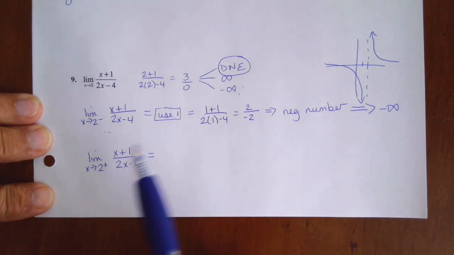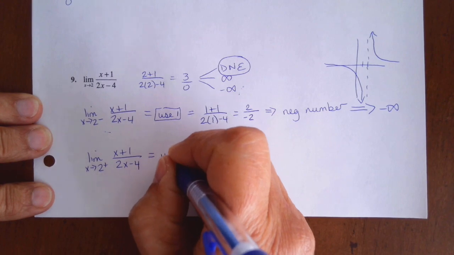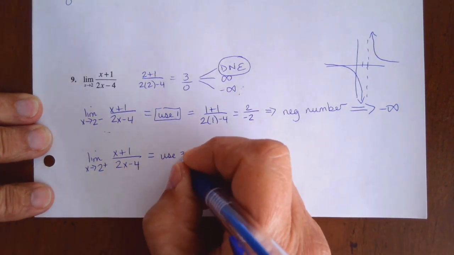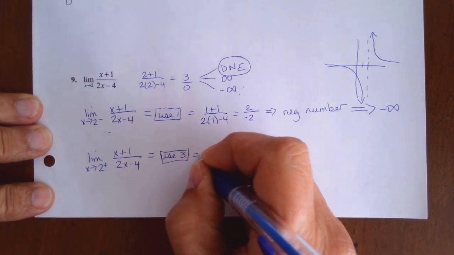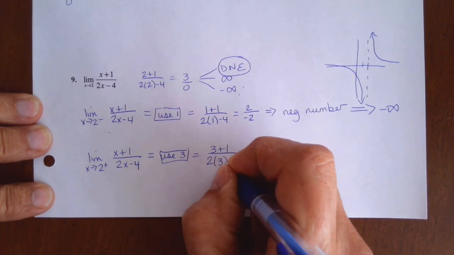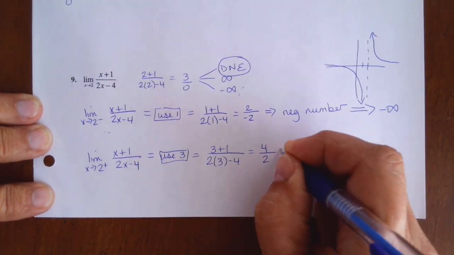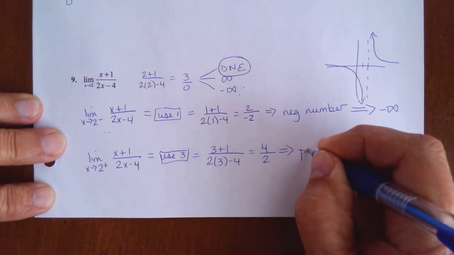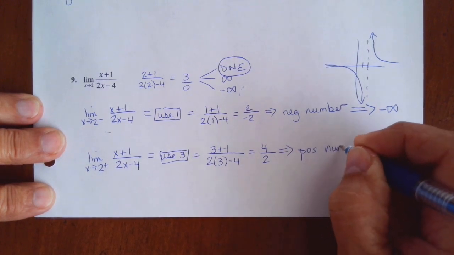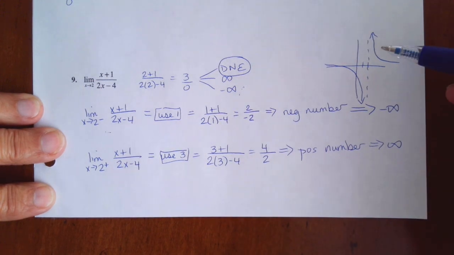So on this side, as x approaches 2 from the right, what's the closest whole number to 2 on the right-hand side? That would be 3. So if I plug 3 in here, I end up with 4 over 6 minus 4, which is 2. I end up with a positive number, and remember, that's all I care about. That means I'm going to positive infinity. And that's exactly what's happening.